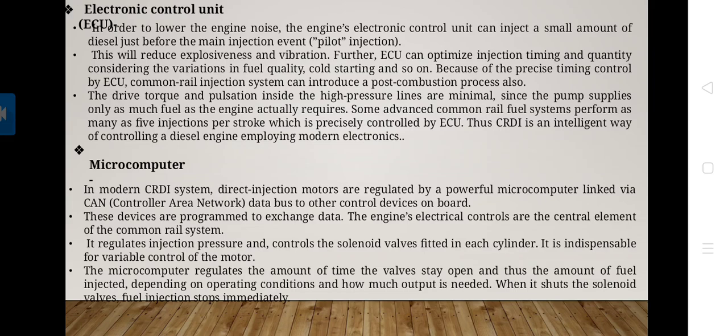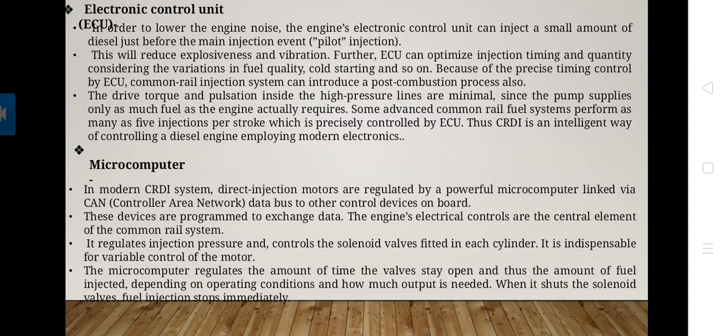Because of the precise timing controlled by this ECU, the common rail injection system can introduce a post combustion process. In the post combustion process, a small amount of fuel is injected during the expansion stroke, thus creating small scale combustion after the normal combustion ends. This eliminates the unburned particles and increases the exhaust gas temperature, and because of that it reduces the preheat time of the catalytic converter. That means, in short, post combustion can reduce the emissions.